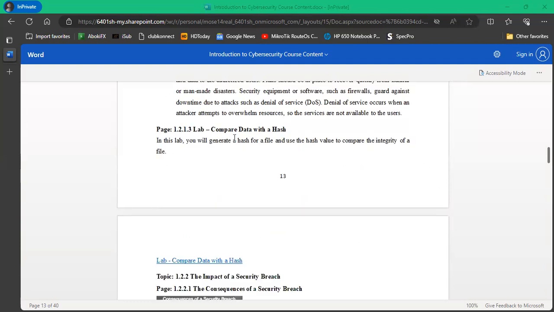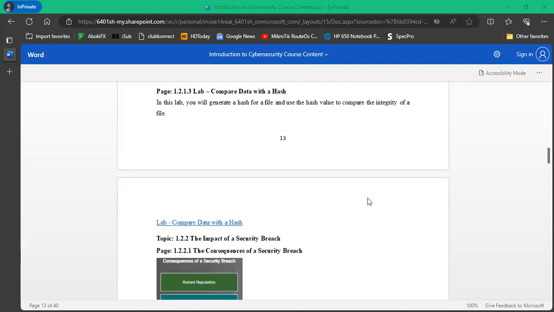So we also have a lab here, compare data with a hash. In this lab, we will generate a hash for a file and use the hash value to compare the integrity of the file. Now, when we click on the link, it will direct us to a web page that will give us the instructions on how to make use of a hash function. And also, I want us to make use of our email as the input data when hashing. Then I create a link where we can submit so that I can review it.